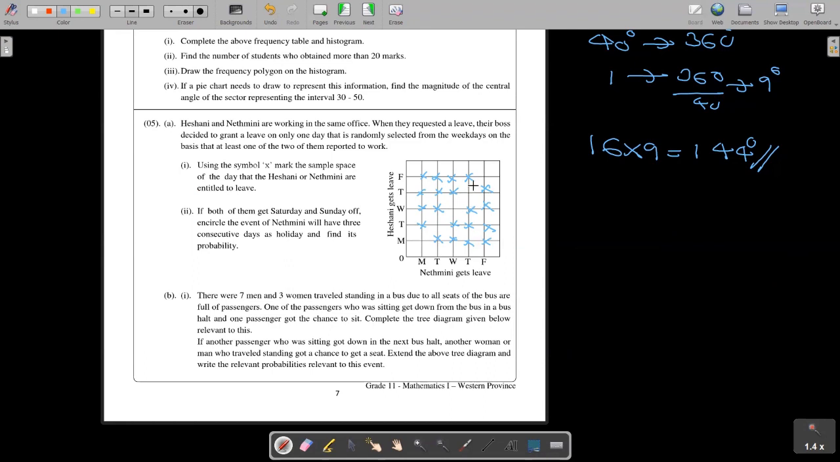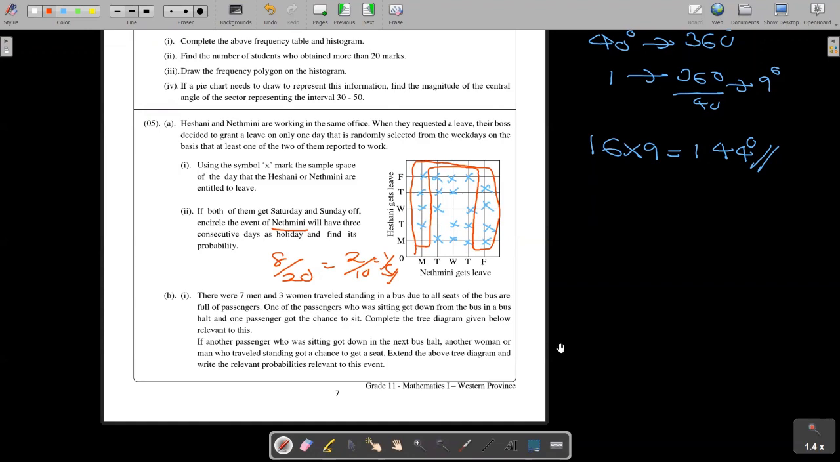If both of them have Saturday and Sunday off, encircle the event that Nethmini will have 3 consecutive days as holidays. 3 consecutive days. Then Saturday, Sunday, normal holiday. Then it should be Monday or Friday to get 3 consecutive days. So it should be Monday or otherwise Friday, for Nethmini. So 8 over 20. You can simplify. Sorry, 2 over 10 means 1 over 5. Divided by 4.